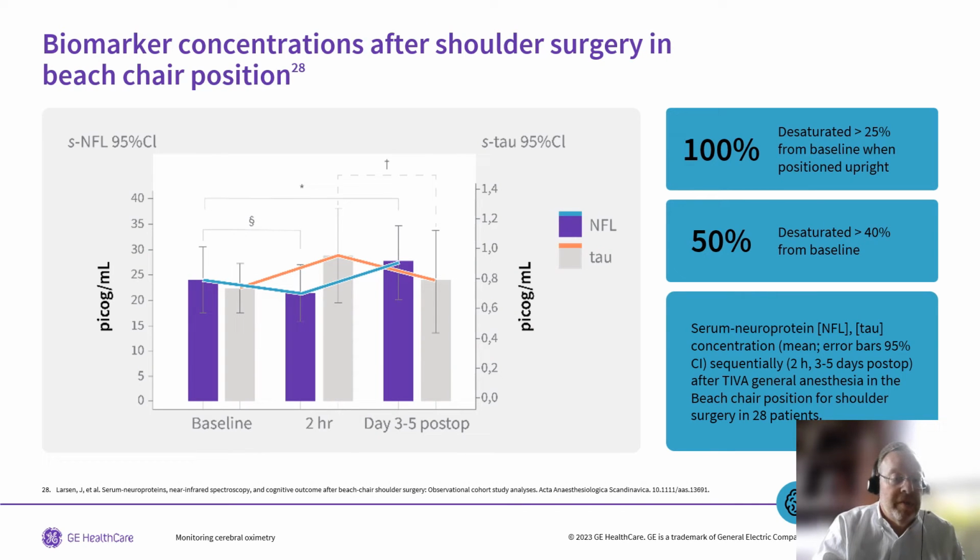Here are the results of the study. First, they had a very high incidence of cerebral desaturation with positioning, and 50% with severe desaturation in this study. And what they showed was that neuroprotein biomarkers, NFL and tau, here shown in blue and gray, showed significant correlation with those who had more severe desaturation.